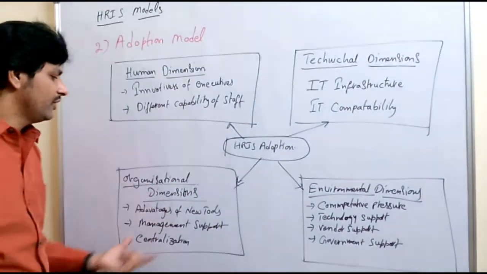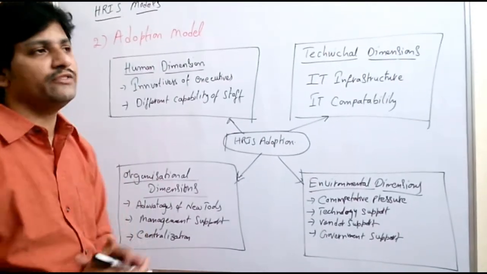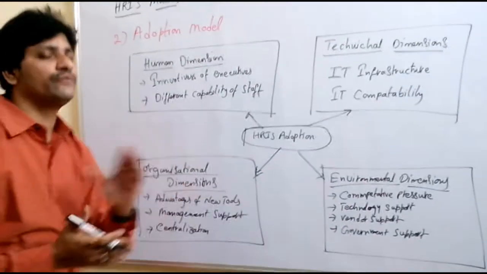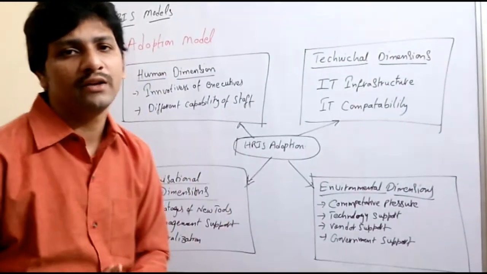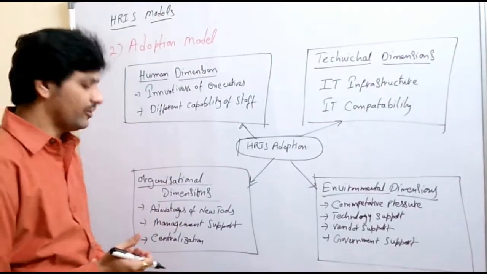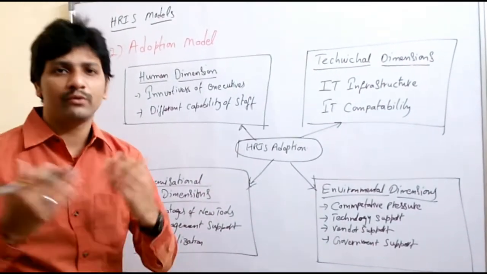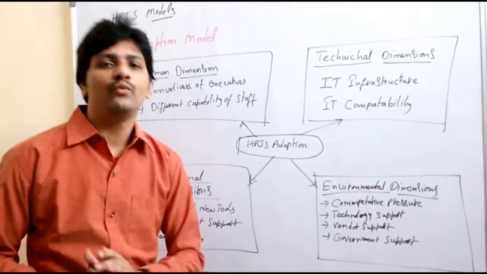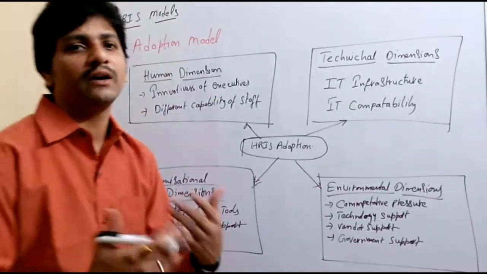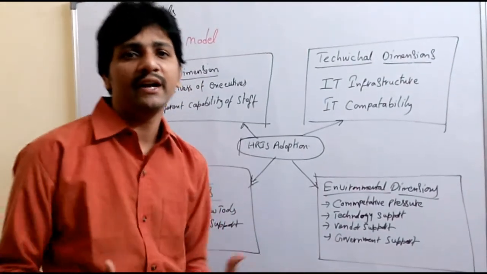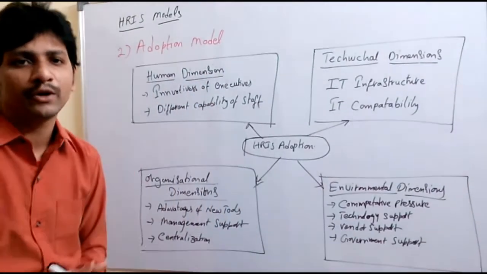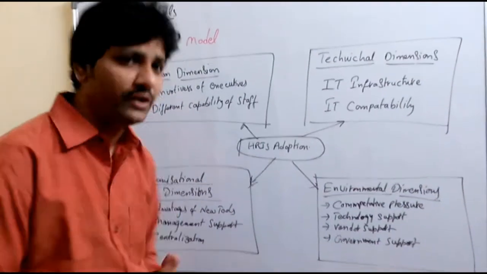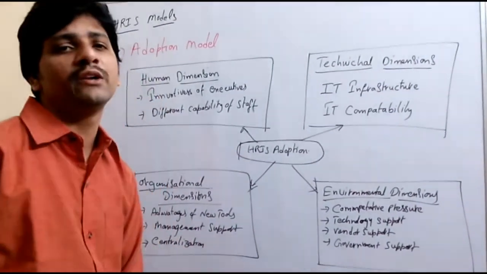The next important thing is organizational dimensions. Consider the organization: what are its goals and dimensions? There are the advantages of the new tools they are going to use in the organization, and management support, meaning how much support they get from higher-level management. And centralization: once a server or any other resource is centralized, the data can be served to different departments, and in the HRIS software, the human resource information system software, it is the best way to retrieve the data.